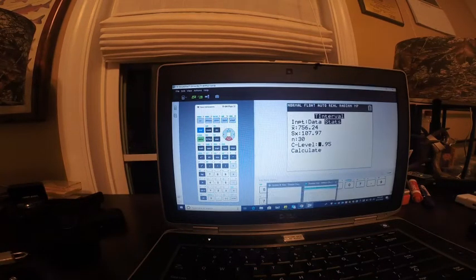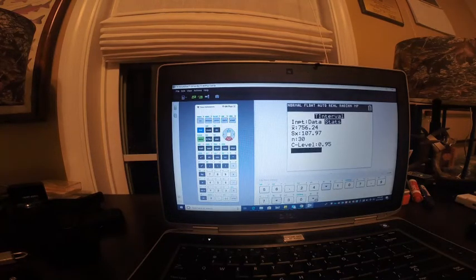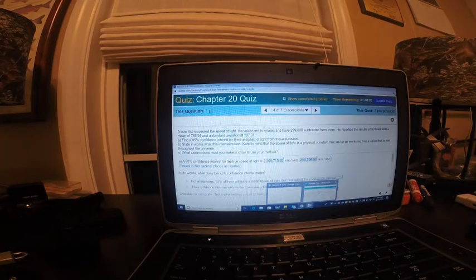Confidence level. How confident did the man want to be? He wants to be 95% confident. So we have it all in there. We have to calculate it, and we get 715.92 to 796.56. But that is not the answer. We have to add that 299,000 to each.